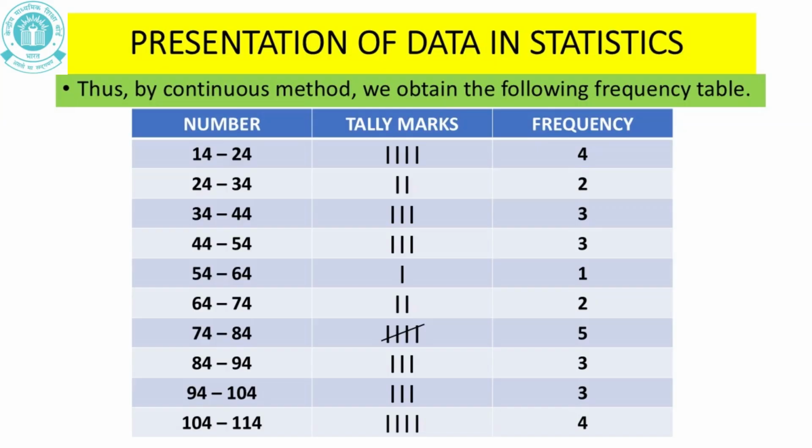Similarly, if we have a number 44 in the data, then it will be included in the class interval 44 to 54 instead of 34 to 44. This goes for all the intervals except for the last interval.